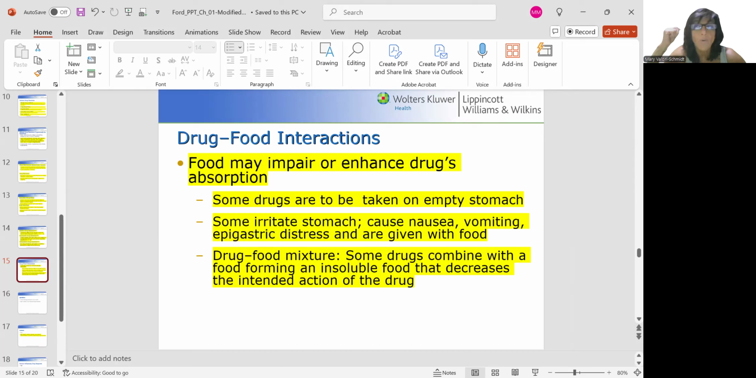Many drugs don't like grapefruit juice. Statins for cholesterol don't like grapefruit juice. Warfarin, anticoagulant, doesn't like grapefruit juice. The list goes on and on. So you have to make sure that you know about drug-food interactions. Always look the drug up in your nursing drug book before you administer it.